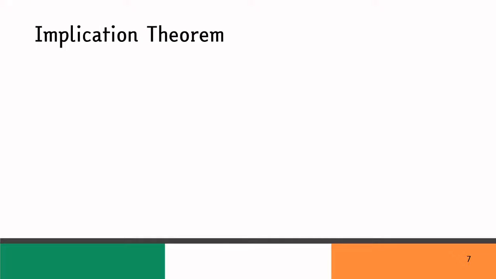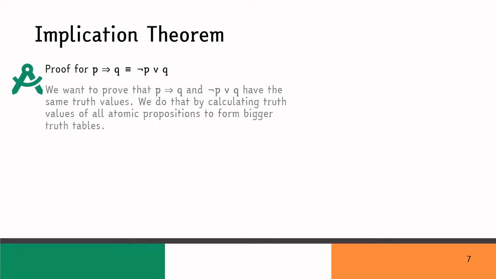Implication is a disjunction of a negated hypothesis and the conclusion. Let us consider two propositions P and Q. The implication theorem states that P implies Q is equal to negation of P or Q. In order to prove the theorem, we compare the two truth tables.